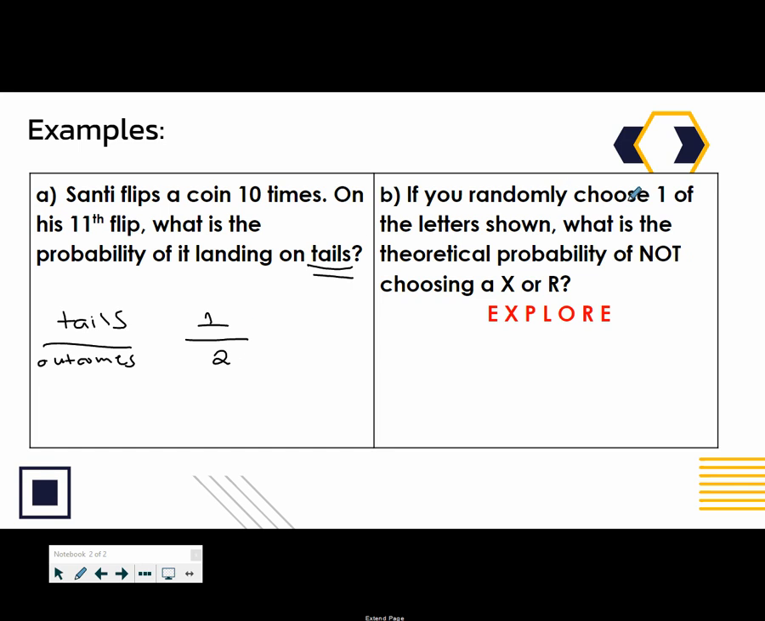B says if you randomly choose one of the letters shown, what is the theoretical probability of not choosing an X or an R? So not choosing an X or R. I'm going to cross out the X and I'm going to cross out the R, and that's how many would be left, right? So 1, 2, 3, 4, 5 letters that are not X or R, there are 5 out of, now I would count up the total number of letters. So 1, 2, 3, 4, 5, 6, 7 total letters. Okay, again, this probability is just like the probability we've been doing.